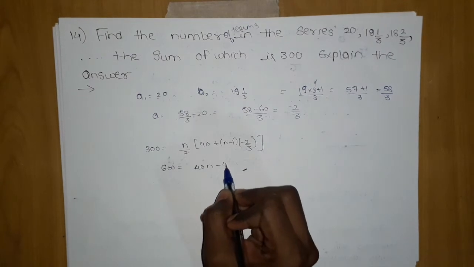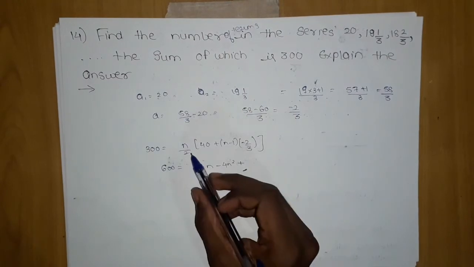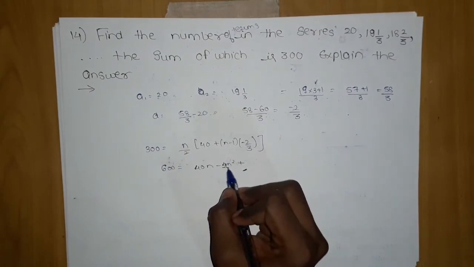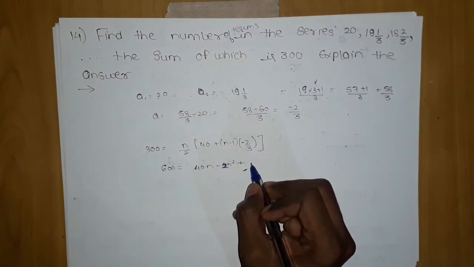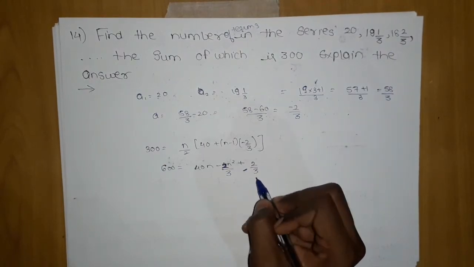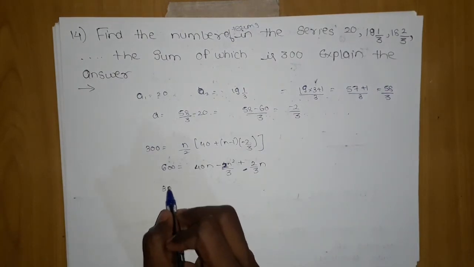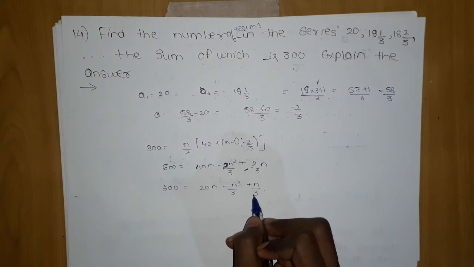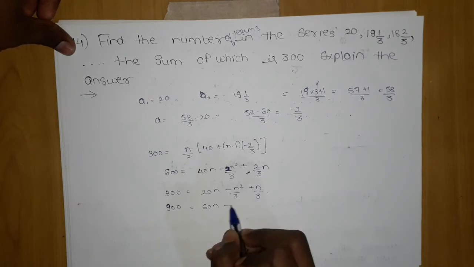Minus 4n square, and I moved that side, minus 2n square, plus here it will be 3, then plus 2 by 3 into n. So we got this. If I divide throughout by 2, I get 300 equals 20n minus n square plus n by 3. Now I multiply it by 3 and get 900 equals 60n minus n square plus n.